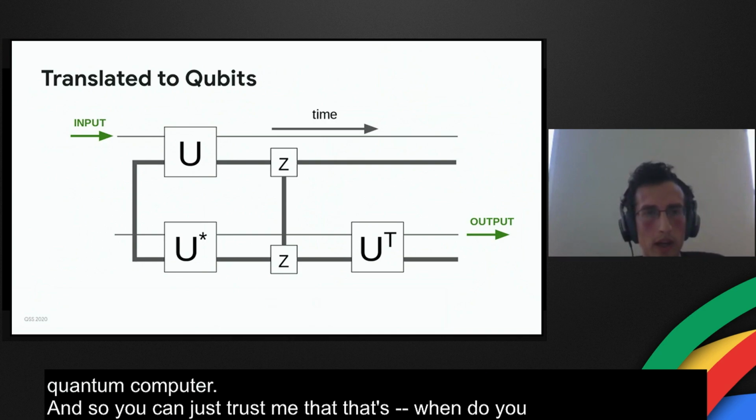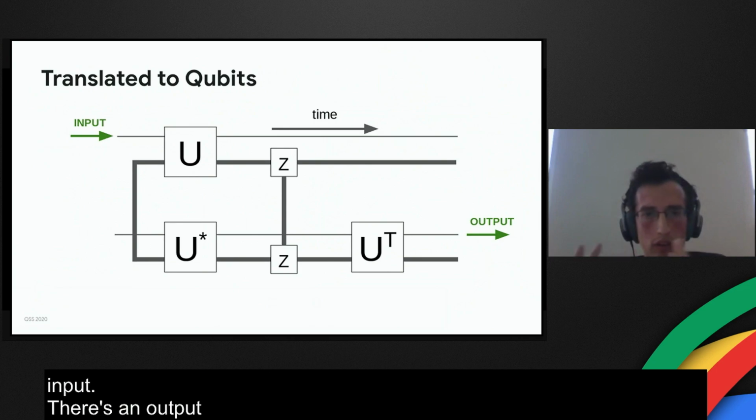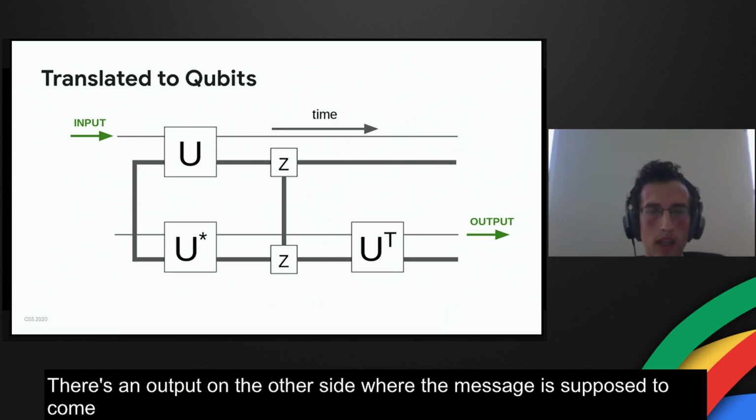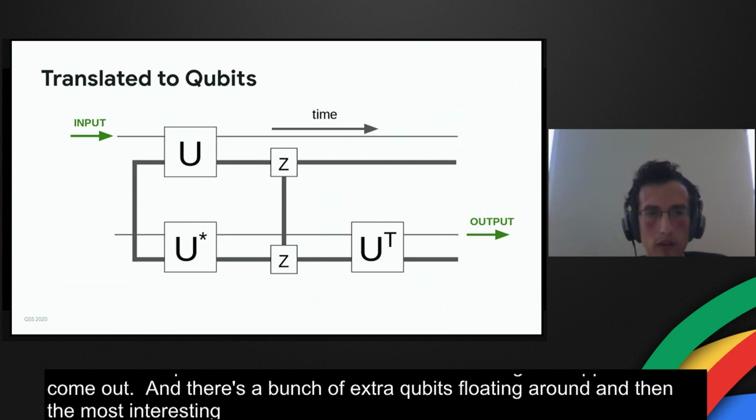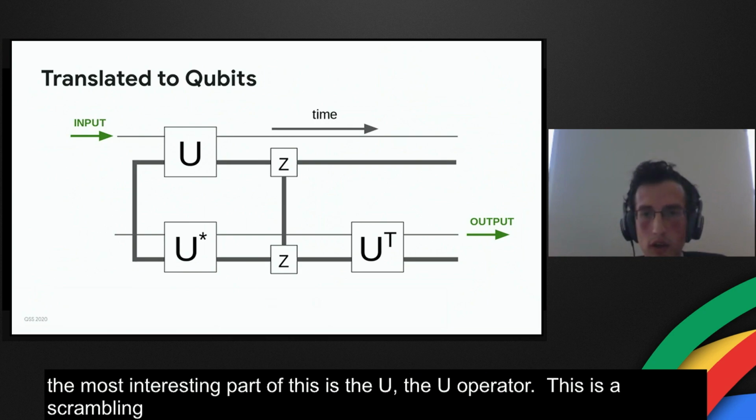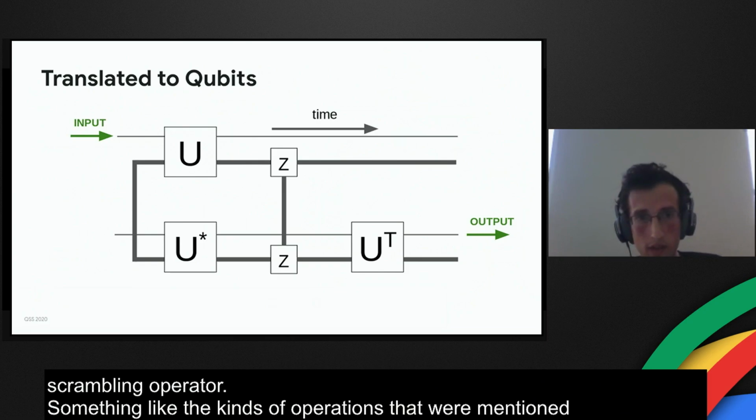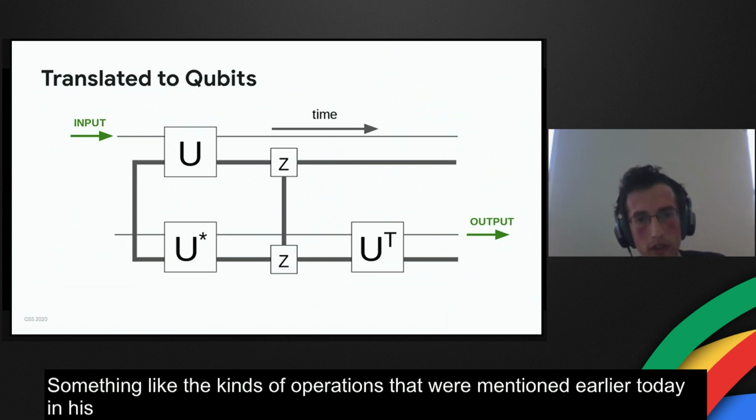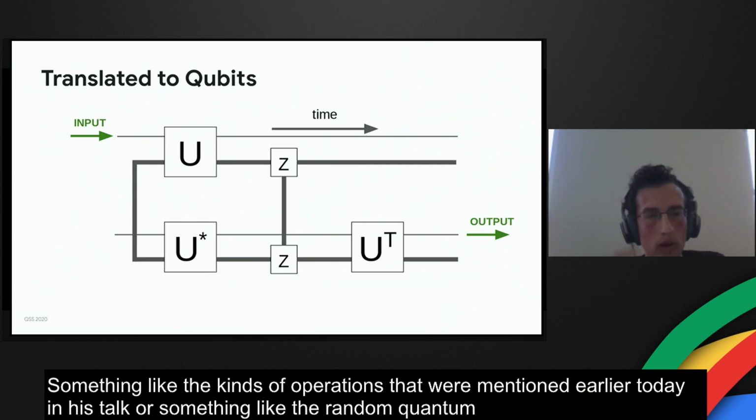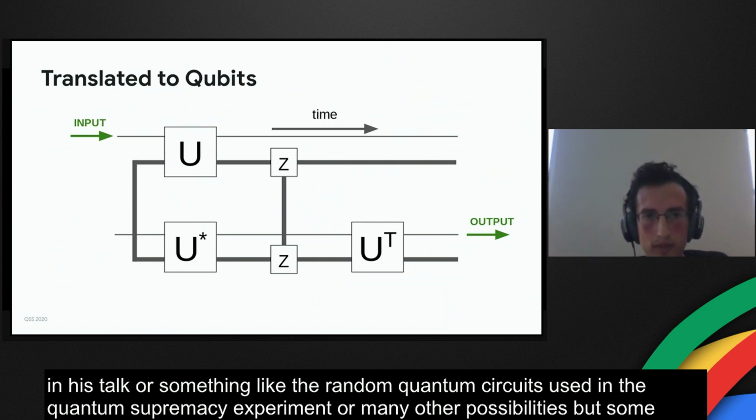You end up with some kind of quantum circuit where there's an input, that's where you put the message in. There's an output on the other side, that's where the message is supposed to come out. And there's a bunch of extra qubits floating around. Then the most interesting part of this is the U operator. This is a scrambling operator, something like the kinds of operations that Kostya mentioned earlier today in his OTOC experiment slides, or something like the random quantum circuits used in the quantum supremacy experiment, or many other possibilities, but some kind of scrambling type unitary operation.